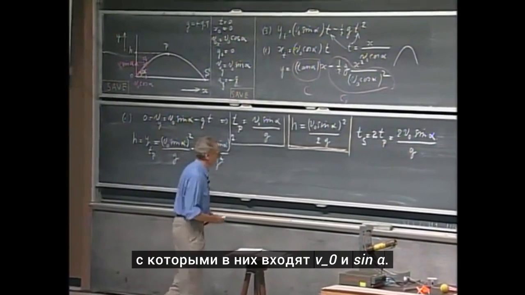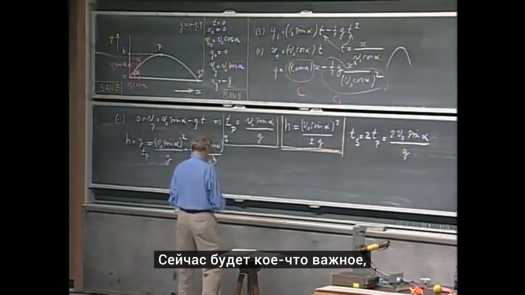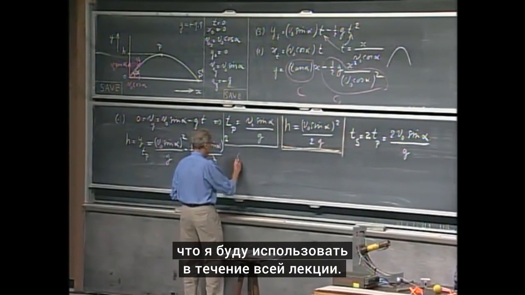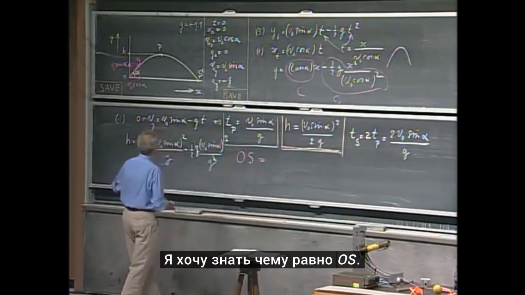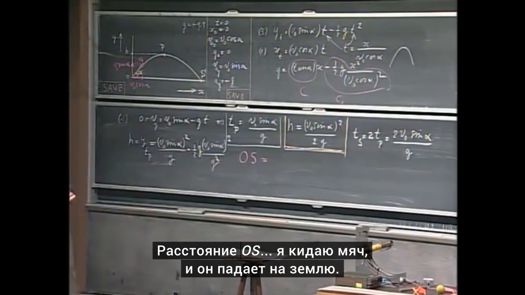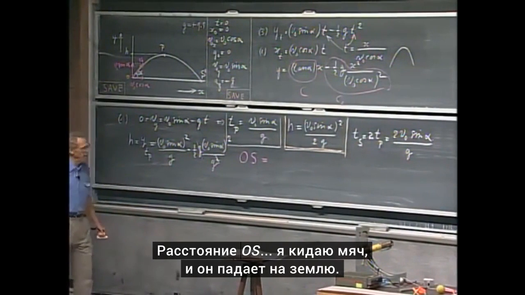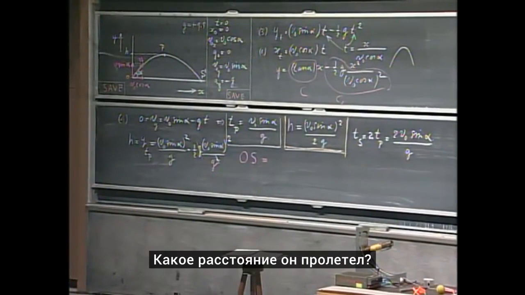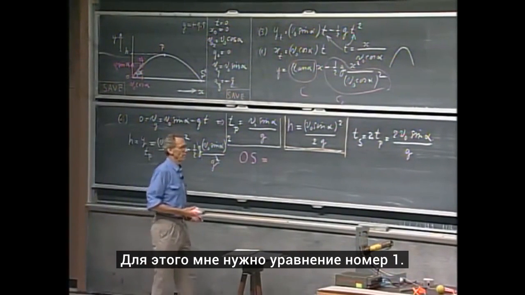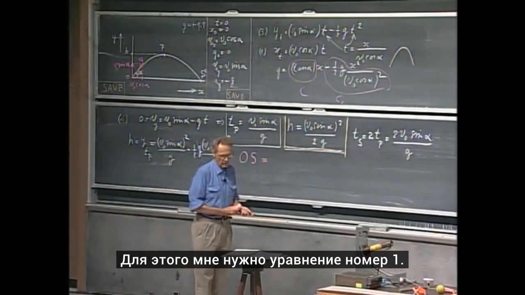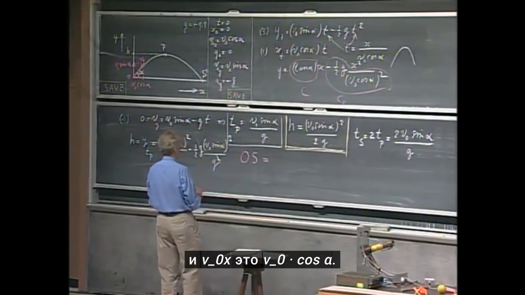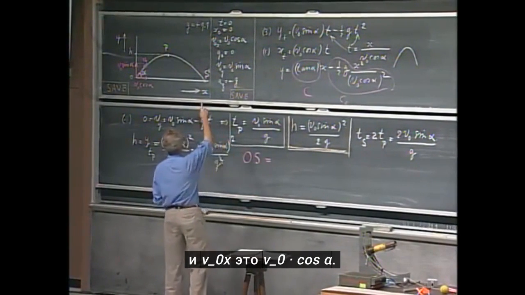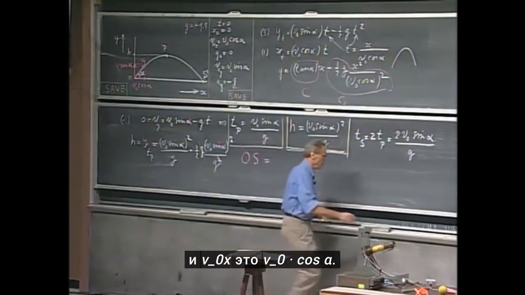But now comes an important point which I'm going to use throughout this lecture. I want to know what OS is. The distance OS. I shoot it up and it hits the floor again. What is that distance that it travels? Well, for that, I need equation number 1. It is v0x times the time. And v0x is v0 cosine alpha.